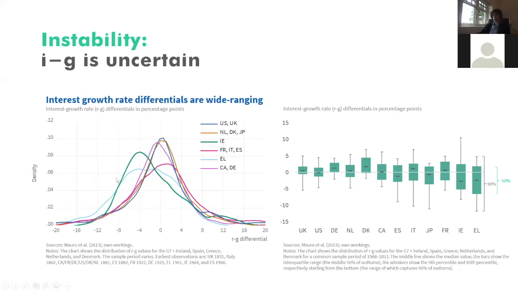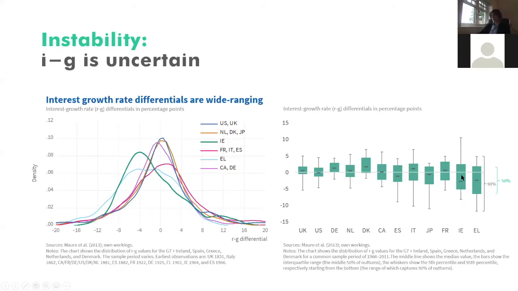And for different countries, there's huge uncertainty around the interest-growth differentials they've had historically, which leads you to think that there may be a lot of uncertainty in the future as well about what we might see. There's less uncertainty for countries like the US and UK, and I've plotted the distribution of the differential and its density here, but on the right-hand chart you can see it a bit easier.